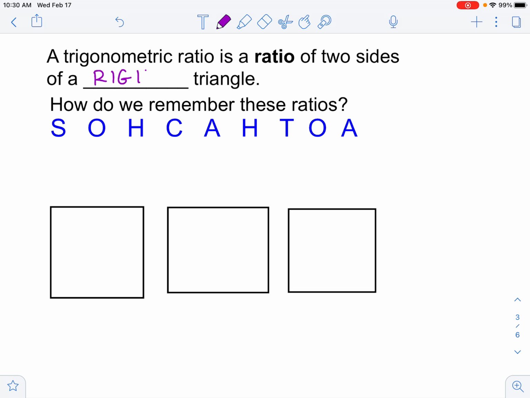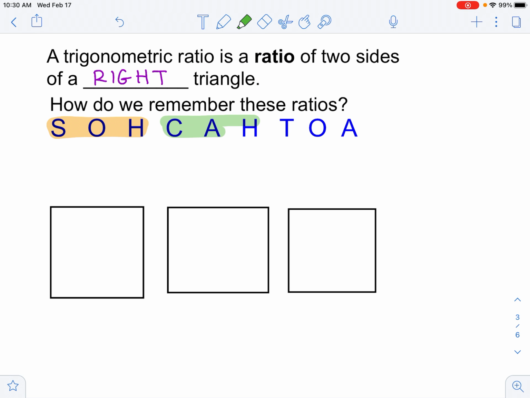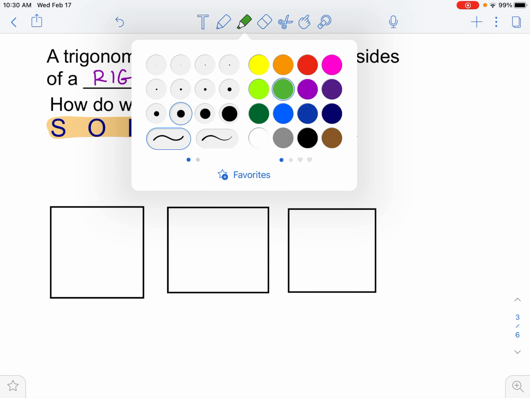So first off, a trigonometric ratio is a ratio of two sides of a right triangle. So this does not work for triangles that are not right triangles. It has to be a right triangle. It has to have a right angle. So how do we remember these ratios? Okay, so it is looked at as three different things.